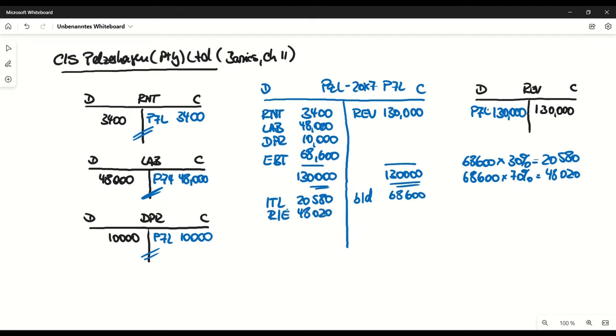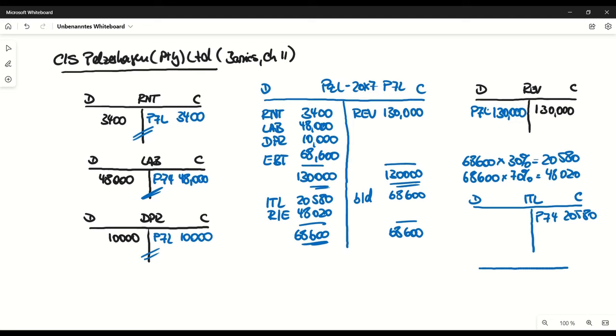That will be transferred to retained earnings. The profit and loss account will be zero balanced. Do not forget to make the contra entries. One of them is for the income tax liabilities, and the other account is retained earnings.